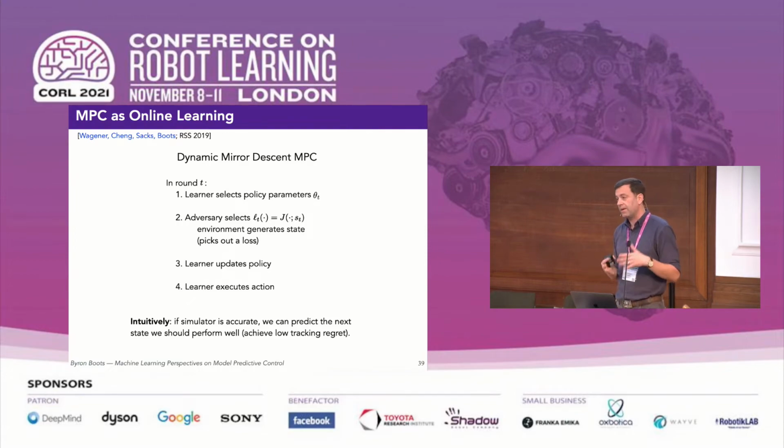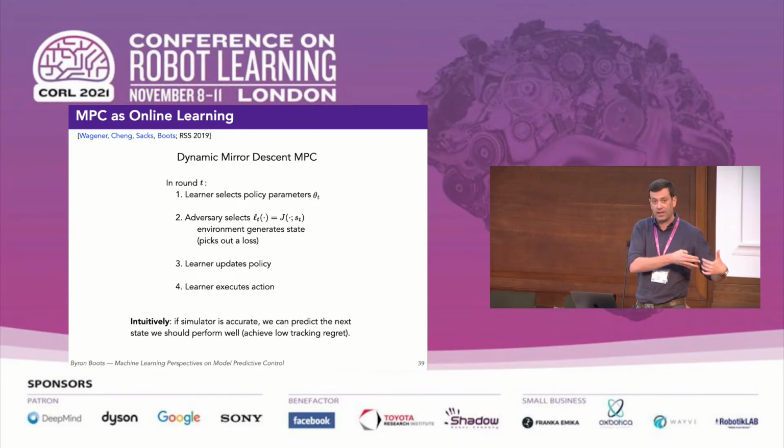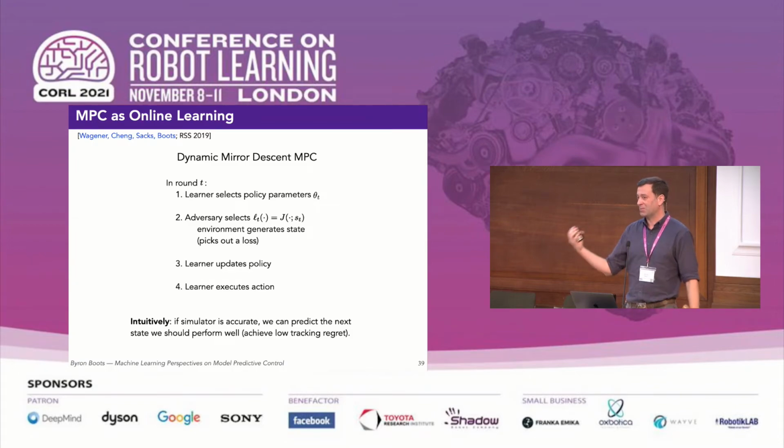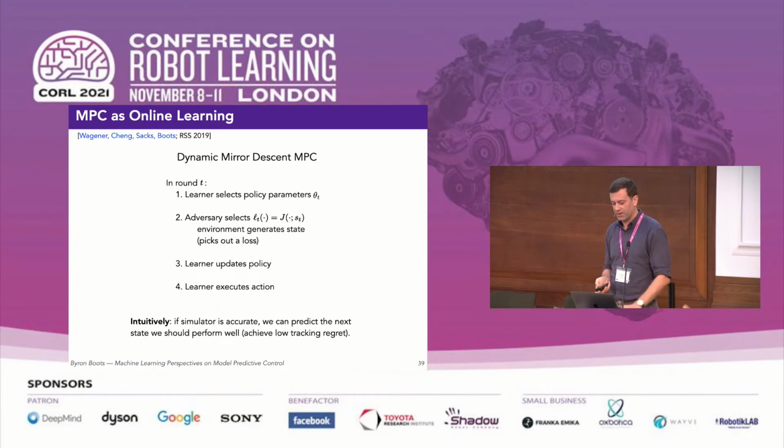So just in summary, this dynamic mirror descent approach views model predictive control itself from the perspective of online learning. MPC can be viewed as just applying dynamic mirror descent to rapidly adapt a simple policy at every time step. And intuitively, if our simulator is accurate, and we can predict the next state well, then we should achieve low regret. So I won't get into the details of that, but the idea is basically this will perform better if the environment is more predictable, and it will start to perform worse in a characterizable way as the environment becomes less and less predictable.